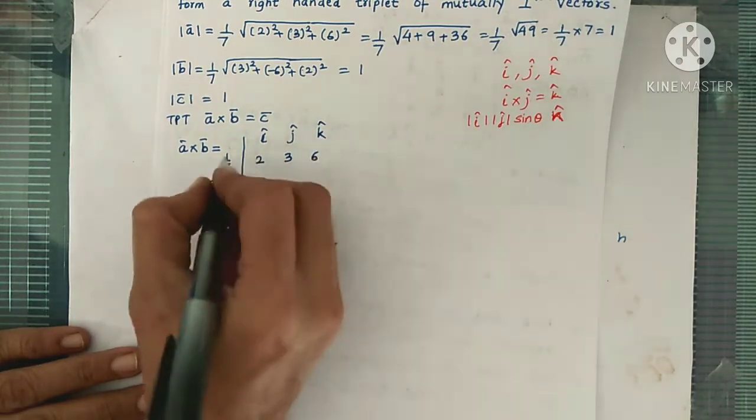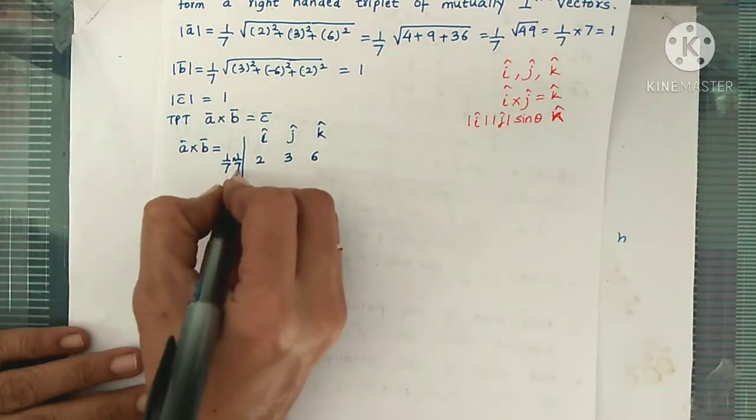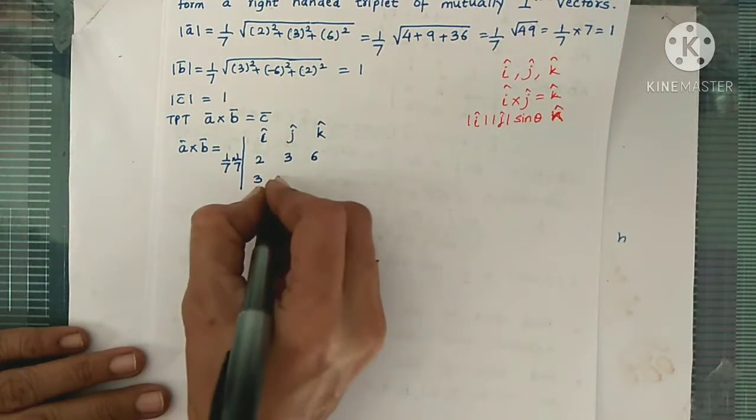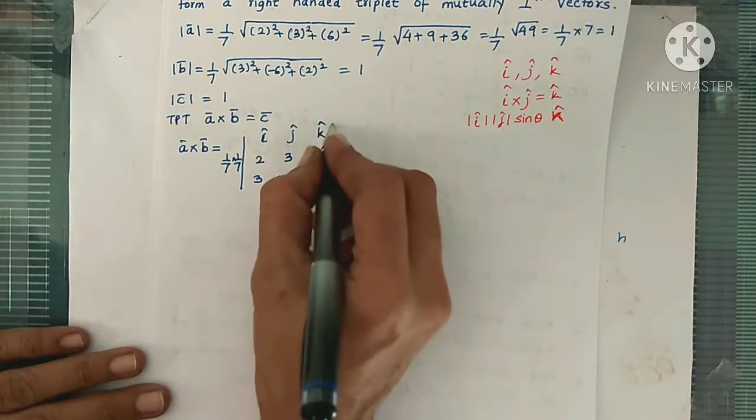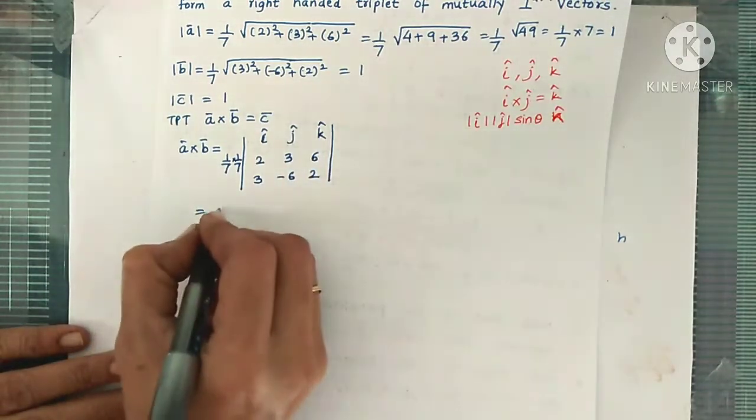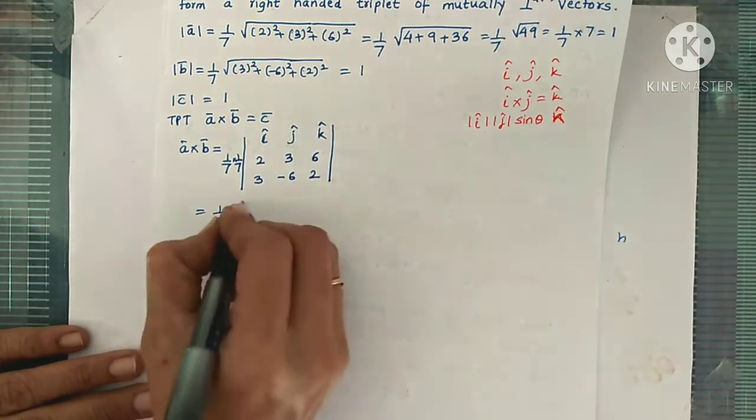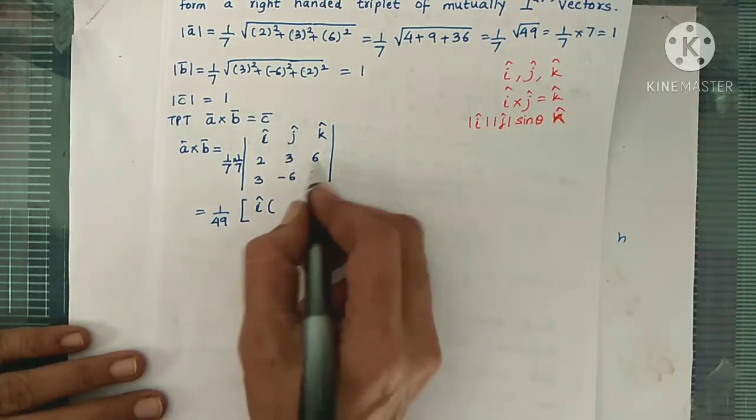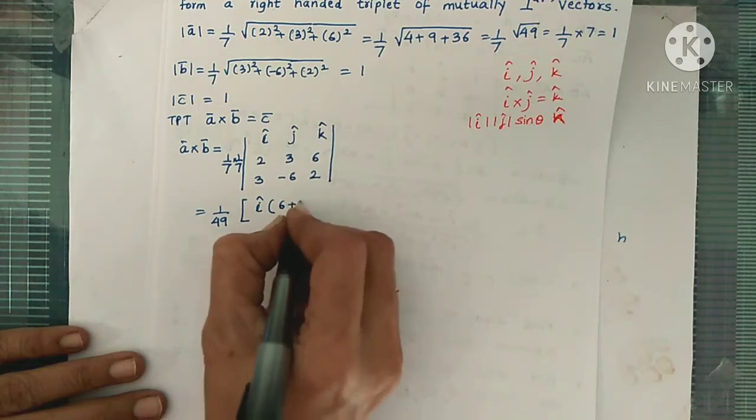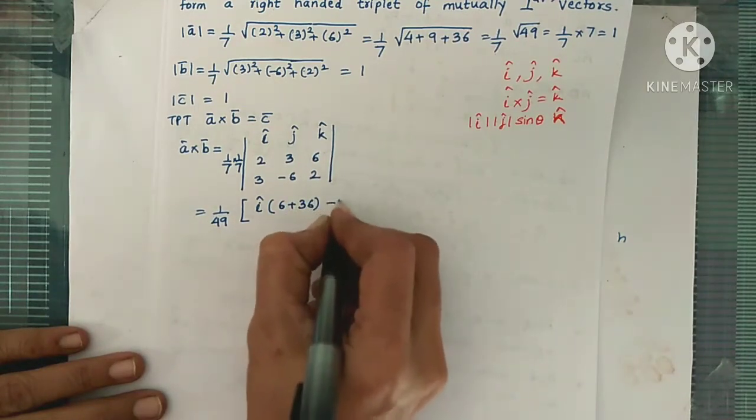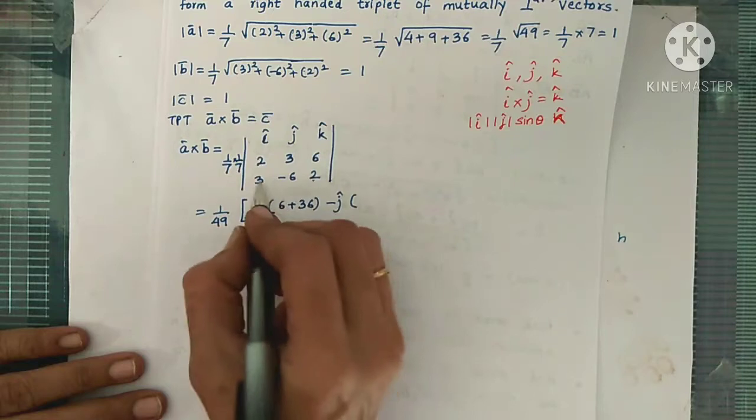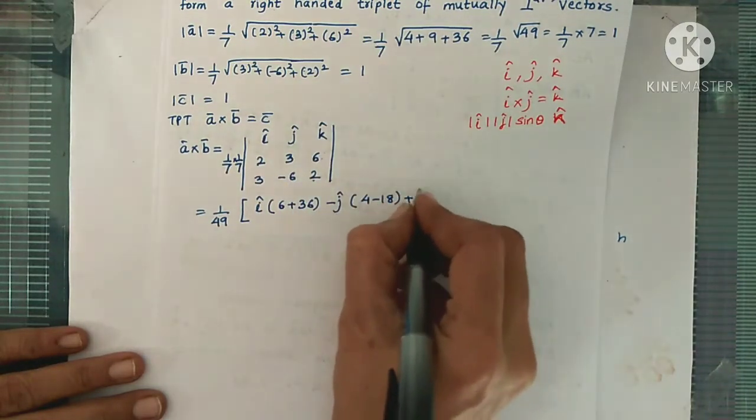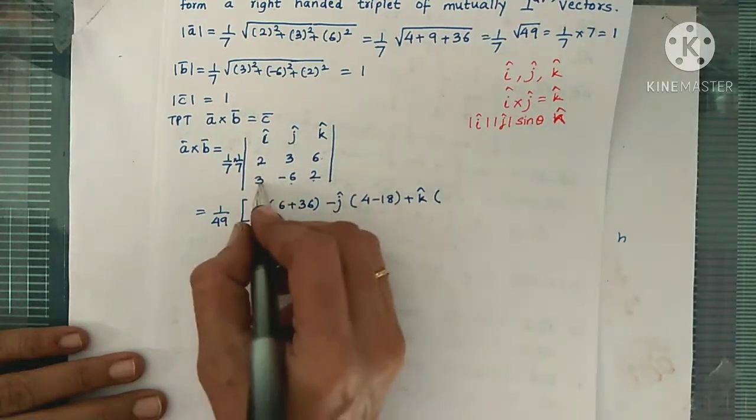Similarly for B bar, in B bar also we have that 1 by 7. So let's take that 1 by 7 common from third row, and here we have now 3, minus 6 and 2. So let's expand this determinant. So this becomes 1 by 49 here, and in the bracket we have i cap (6 minus minus plus 36). Next one is minus j cap (4 minus 18) plus k cap (minus 12 minus 9).